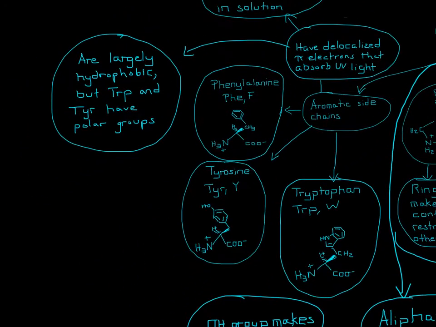Also, since these are largely hydrophobic because of the large amount of carbons, the other thing is you have tryptophan and tyrosine, and both of these actually have groups that can make them polar. Over here you have an oxygen, which could make it polar, and over here you have a nitrogen, which can make it polar. So those are just some things to keep in mind.